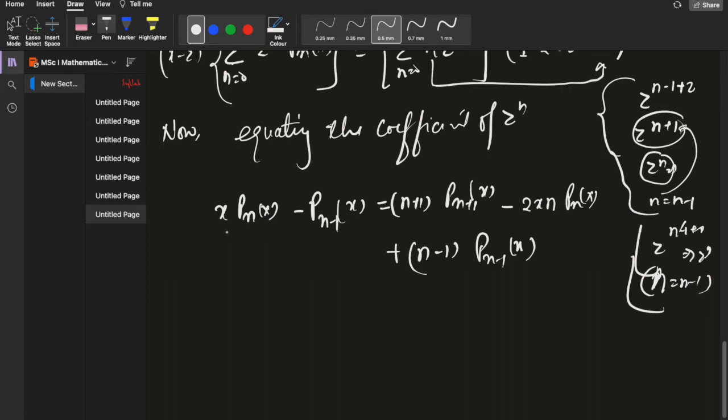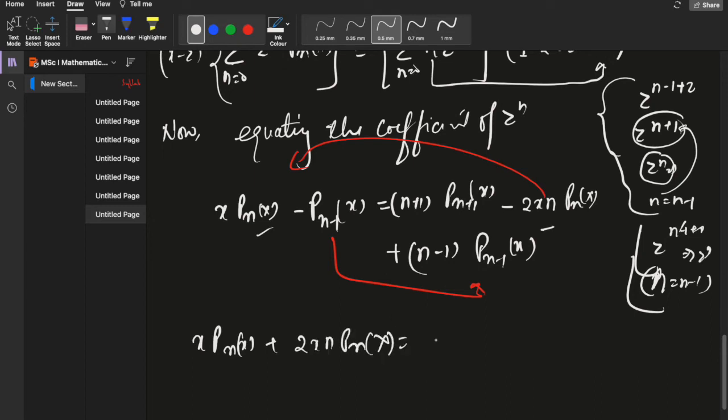Alright, take this one on the left hand side and this minus on the right hand side. So we will have x P_n(x) plus 2x n P_n(x) is equal to (n plus 1) P_(n+1)(x) plus (n minus 1) P_(n-1)(x). This will give me plus P_n(x) P_(n-1)(x) into x.